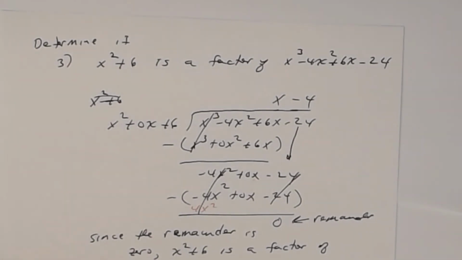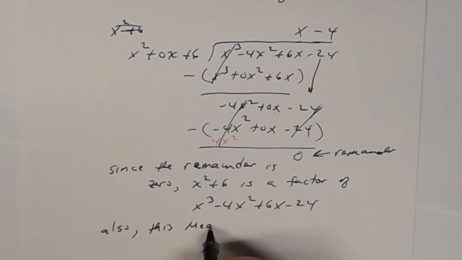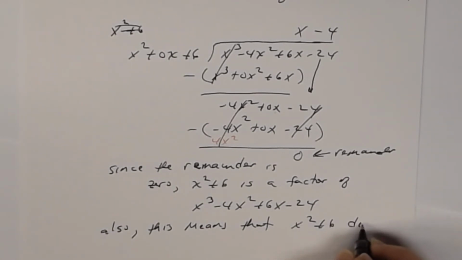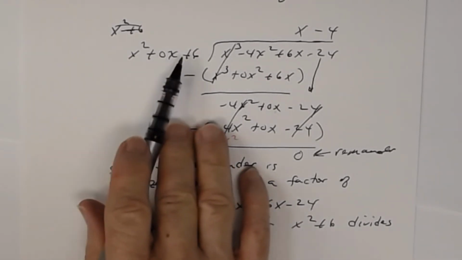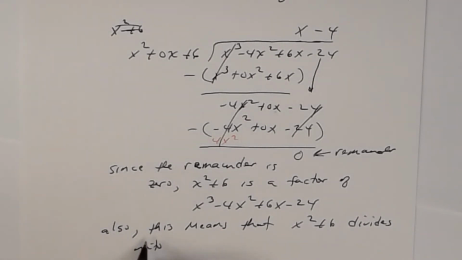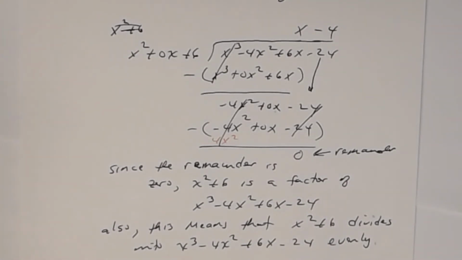Oh, and by the way, remember what this also means. This also means that x squared plus 6 divides into, so the divisor divides into the dividend evenly. So this means that x squared plus 6 divides into x cubed minus 4x squared plus 6x minus 24 evenly, okay? All right, so let's look at one more.